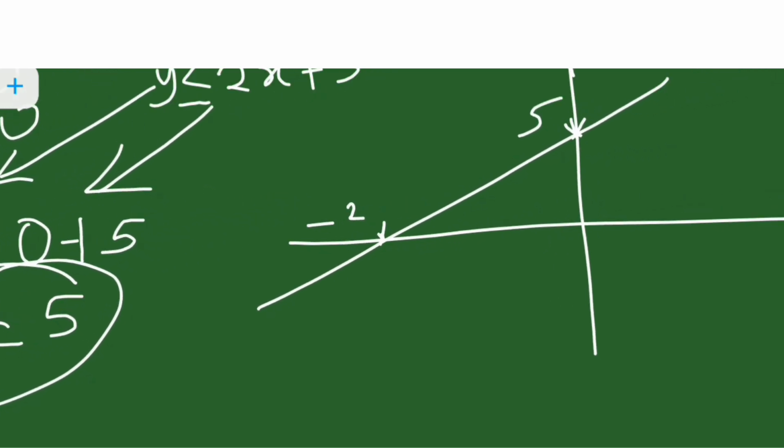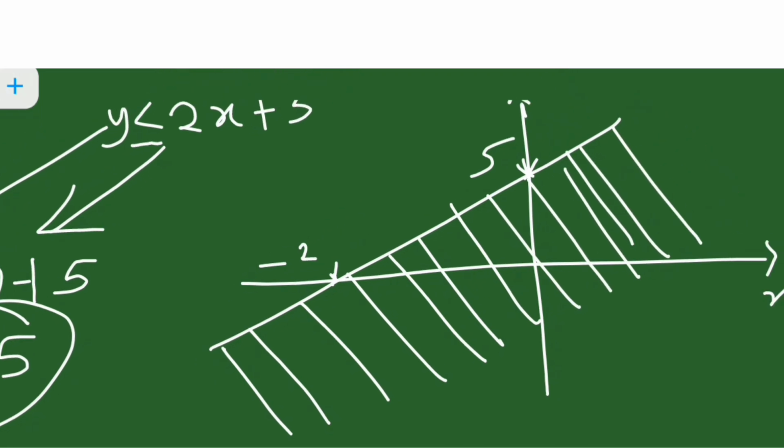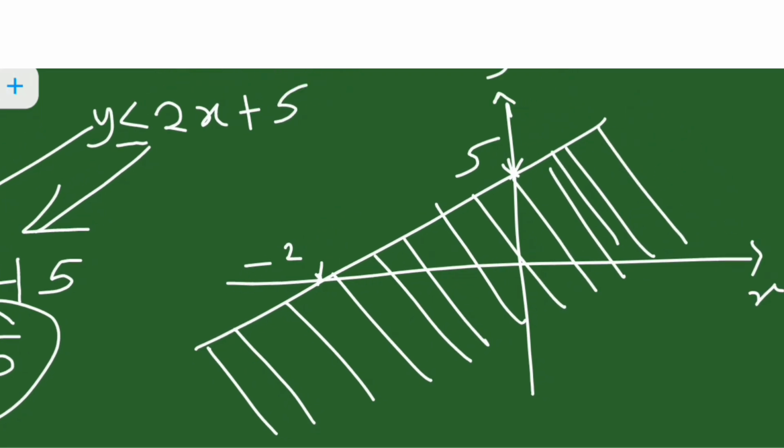So the answer will look like this. The answer will be under this line, and your hand will be moving towards the origin. This is the origin here. So your hand should move towards that part like this. You see that it's the same answer that we got from that first method. But that first method is actually faster than this one that I just used now. So this is the required region to shade.